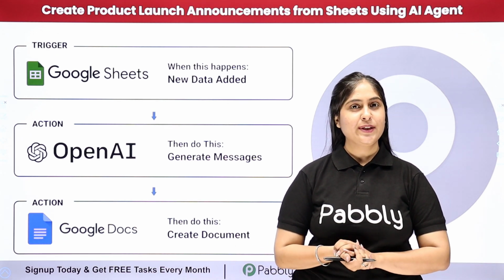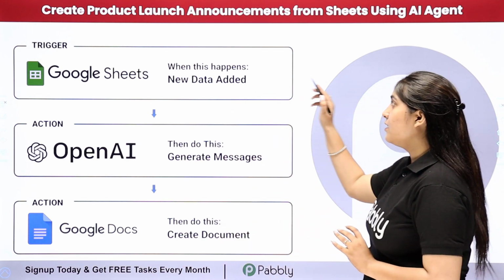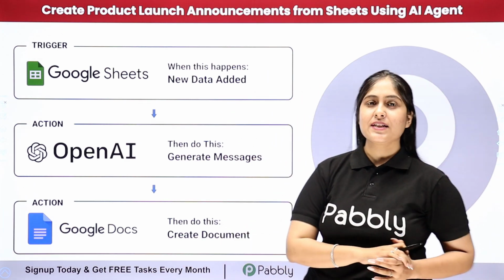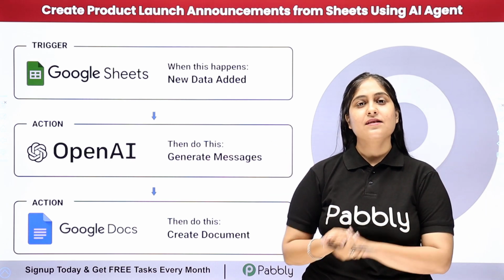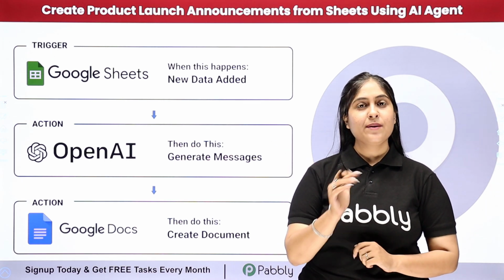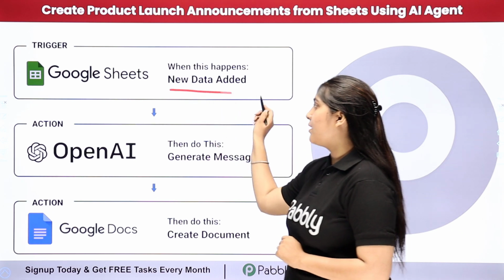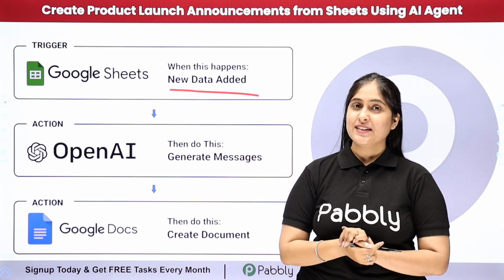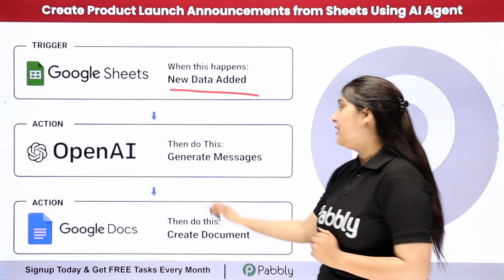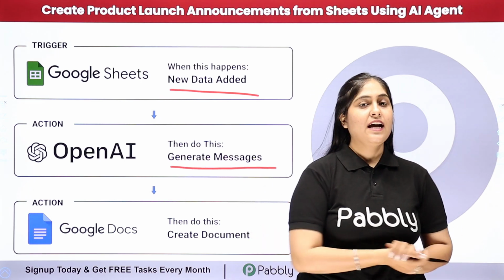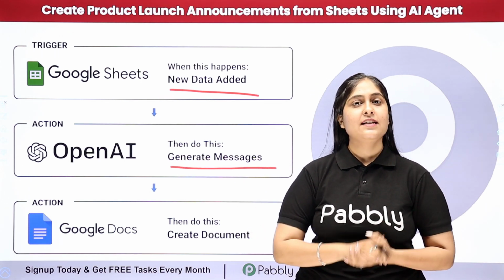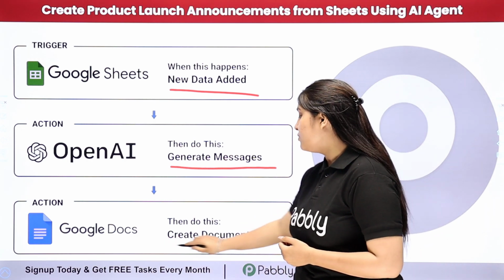In this video, we are going to understand how to create product launch announcements from Google Sheets using an AI agent. So as a business owner, my objective is that whenever I add new product launch details in my Google Sheets, then automatically using the details, OpenAI should generate the product launch announcements. And after generating the announcements, that should automatically be added in my Google Docs as a new document.